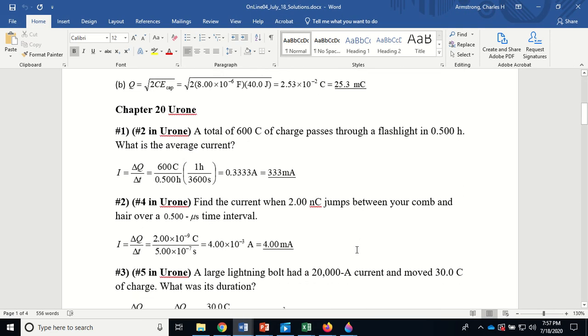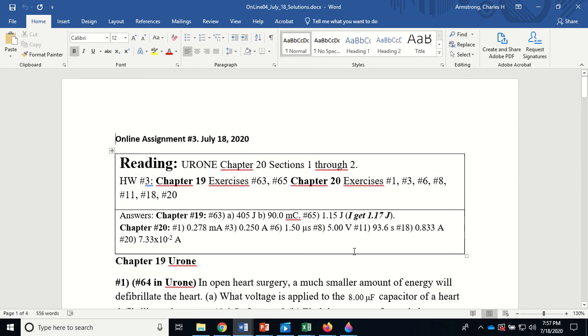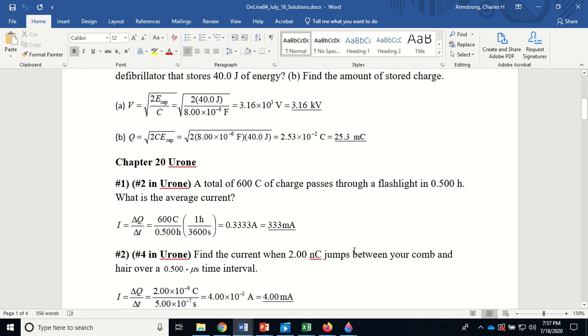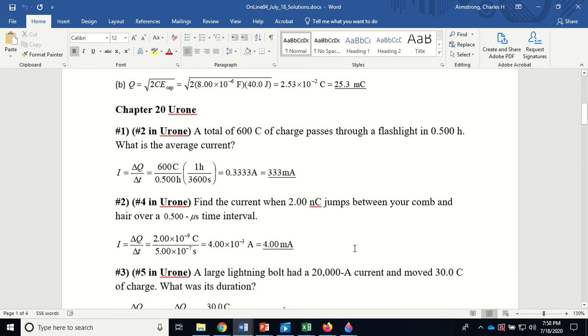So this is number 2 in Urone. You have number 1 in Urone and number 3. Number 2: a total of 600 coulombs of charge passes through a flashlight in 0.5 hours. What is the average current? Well, there's 3,600 seconds in an hour. So you've got 600 coulombs in half an hour, 0.5 hours, and every 1 hour there are 3,600 seconds. So when we do this, we'll get coulombs per second, which is amps. So you get 0.3333 amps. We only want 3 digits of accuracy because that has 3 digits, that has 3 digits. So we end up saying 333 milliamps, or 333 times 10 to the minus 3 amps.